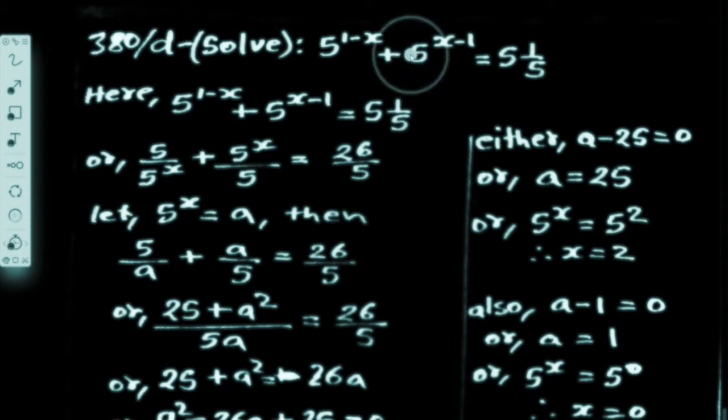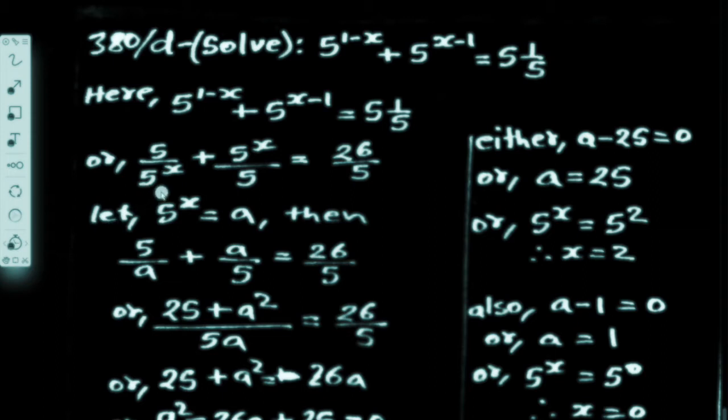Here the original equation is written as it is, or here 5 power 1 is 5 by 5 power x. It means power is in minus. If power is in minus, it should be placed in the bottom in the form of divide. So 5 by 5 power x plus 5 power x by 5 means 5 power minus here. Power is in minus, so 5 is placed in bottom. Equal to 26 by 5, 5 into 5, 25 plus 1, 26.